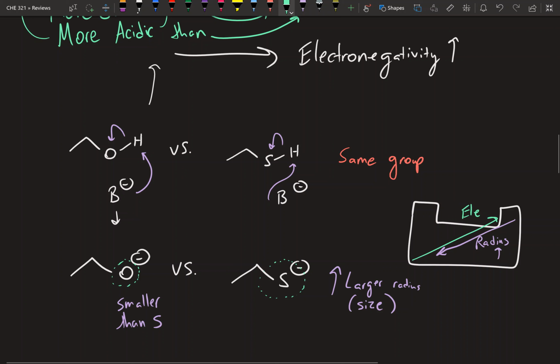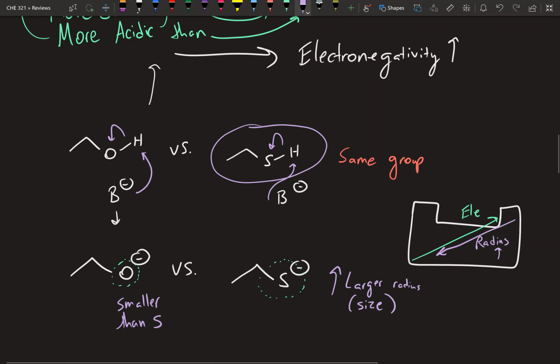Your whole goal in terms of determining the stability is to try to get your electrons to be spread out. Since the sulfur is larger, it'll be able to spread out those electrons more, and thus the conjugate base is more stable. Because the conjugate base is more stable, the original acid right here is going to be more acidic. So this thiol is going to be more acidic than that alcohol group on the left. This is going to be our answer in terms of which is more acidic.